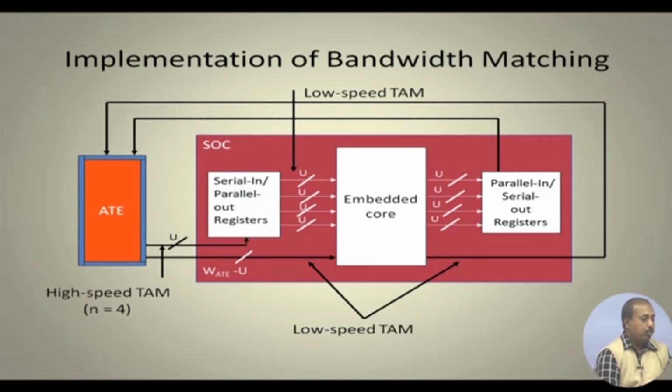So how will this be done? In this bandwidth matching part, from the ATE we have U high speed lines. These U high speed lines are fed to a serial in parallel out register. Each of these lines feeds U lines in parallel, so U bit patterns go in parallel to the core. Then WATE minus U lines are coming here. So this part is generating U lines and this part is WATE minus U.